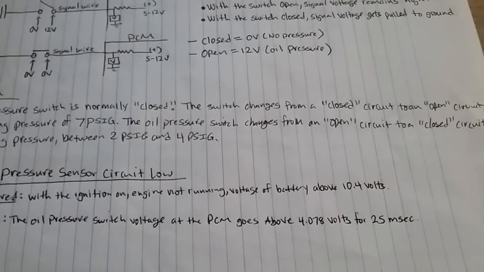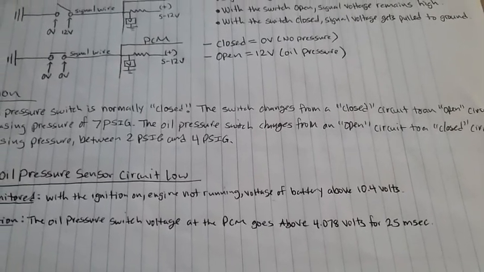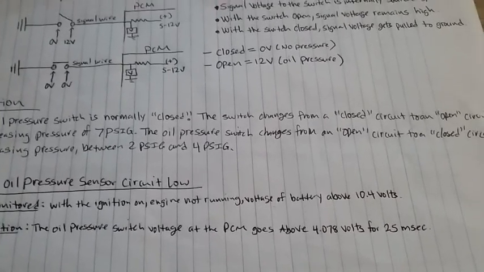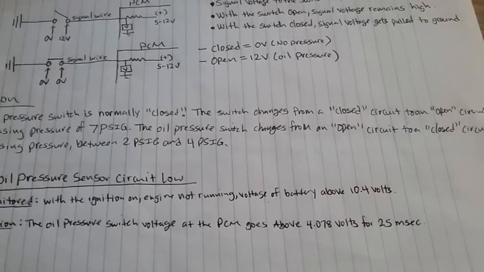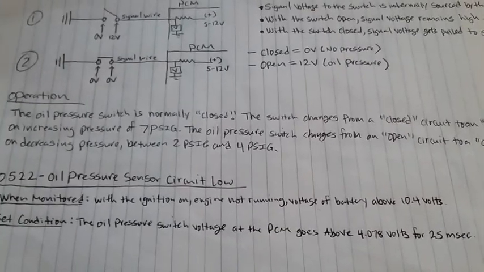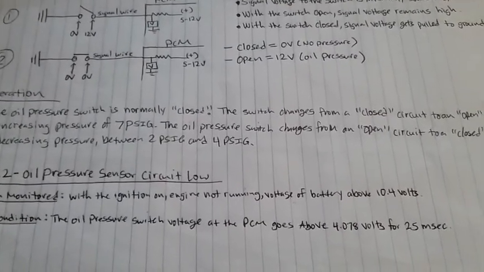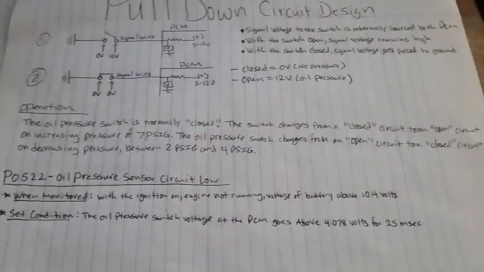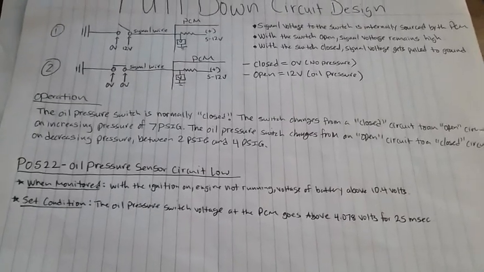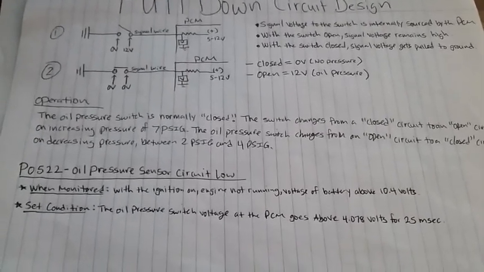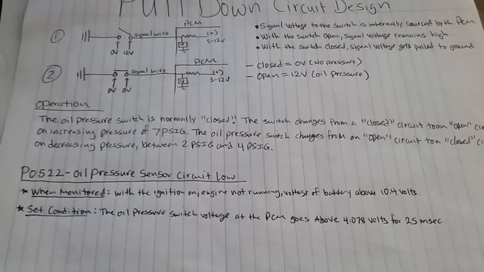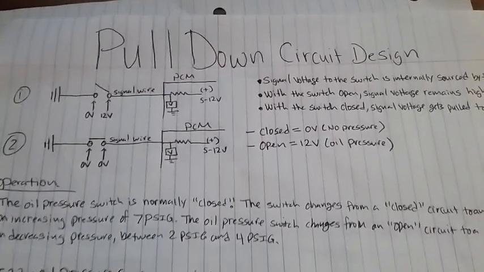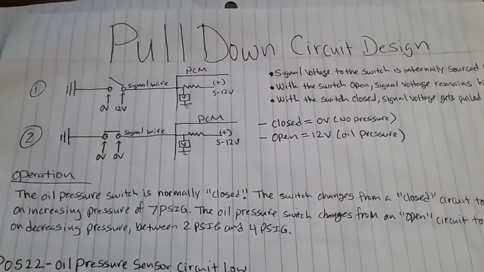So if the computer sees that the voltage on the pressure switch is above 4 volts, it's going to trigger an oil warning light and also trigger a P0522 code. Alright, so the next step is to go out there and show you guys the voltage checks on the oil pressure switch. Like I said, this is a normally closed circuit.